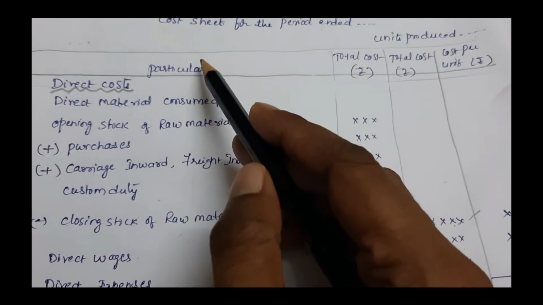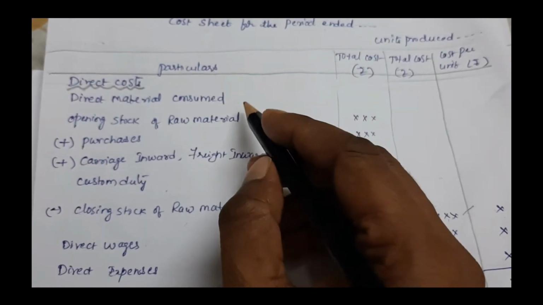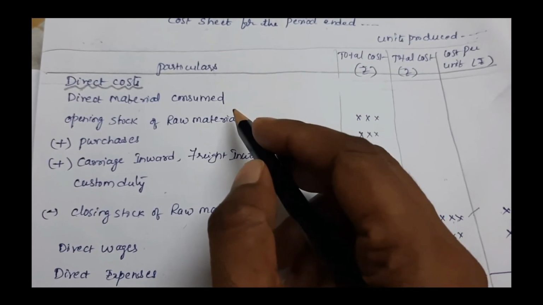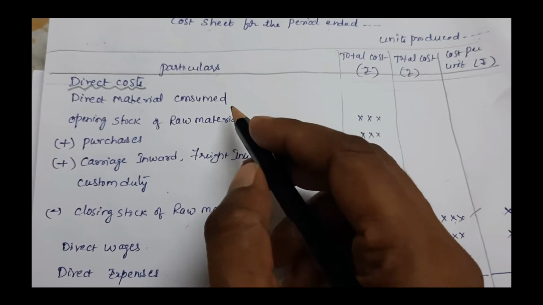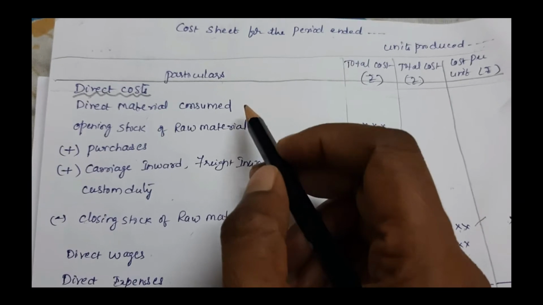Hello everyone, we will see the preparation of cost sheet now. Cost sheet is a statement which is prepared to find out the cost per unit, and that is the reason why it is also known as unit costing.